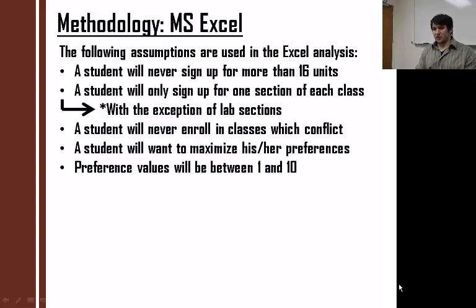A student will never enroll in classes which conflict. So that's the purpose of the 135 queries. They make conflicts that say that 2 classes that start at 2 p.m. and at 4 p.m. will never be selected simultaneously.